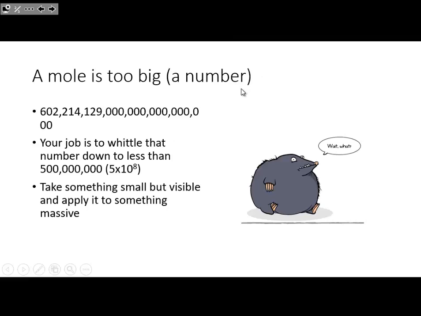Now, the mole analogy project is to take a mole, a number, and convert it down to a value greater than 1 but less than 500 million, or 5 times 10 to the 8th. That is because a mole is just too big of a number. Students can't wrap their head around just how massive 602 sextillion is. I mean, the number itself doesn't even fit on that line on the screen. That is how large a mole is.